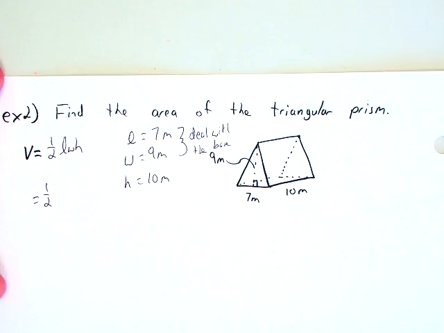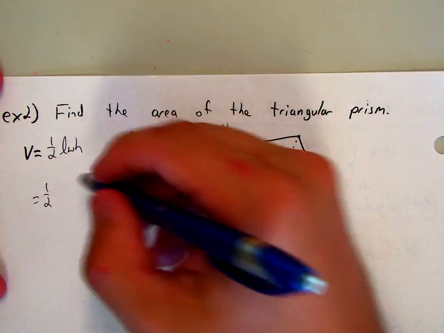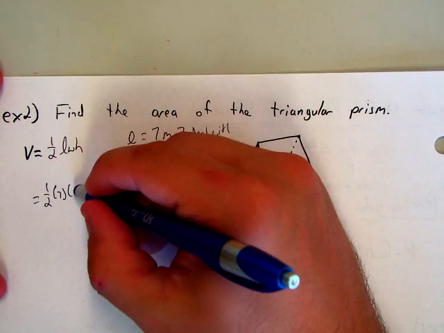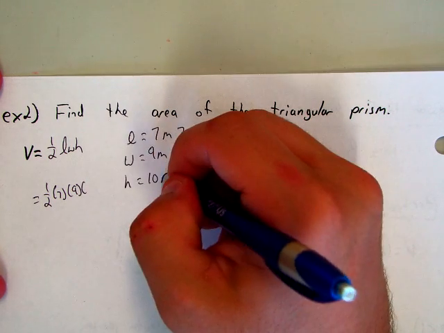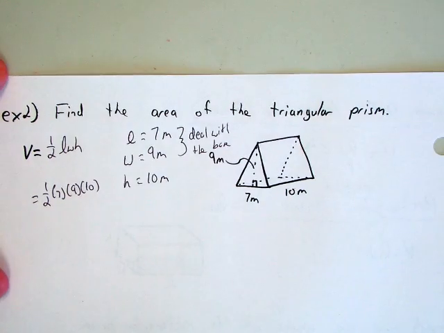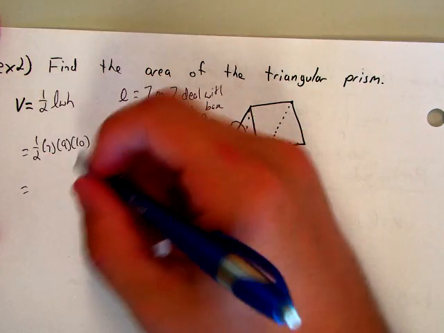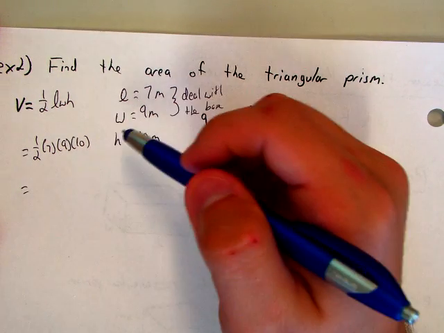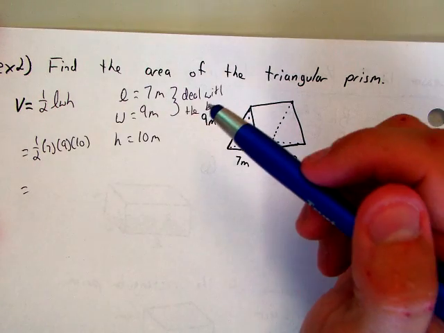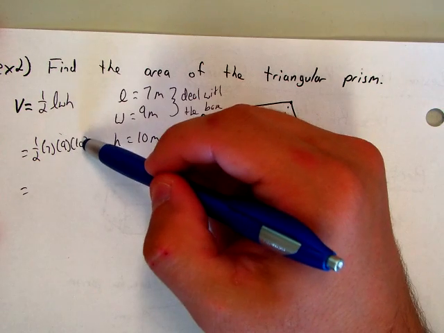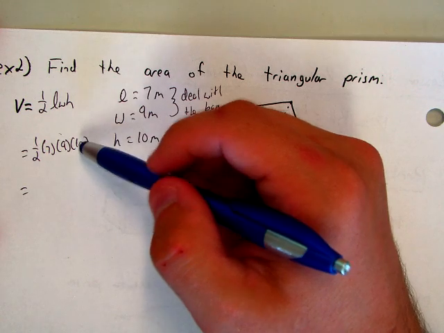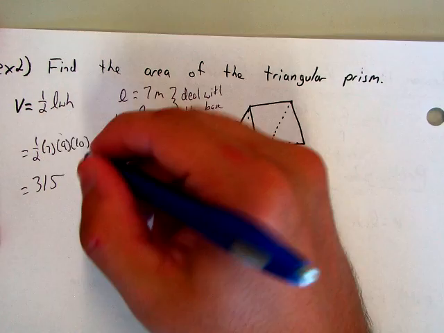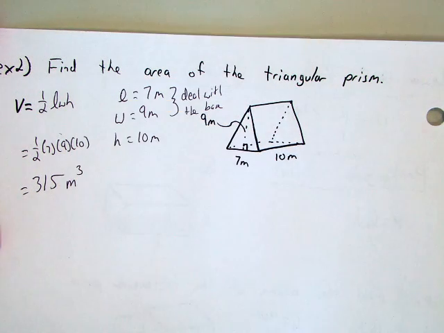All right, so let's start substituting values in. So L, the length, is 7. The width, W, is 9. And the height, H, is 10. So if I start solving this, 1/2 times 7 times 9 times 10, I'm going to do 7 times 9 first, which is 63. 63 times 10 is 630. And then divide that by 2, I get 315 cubic meters.